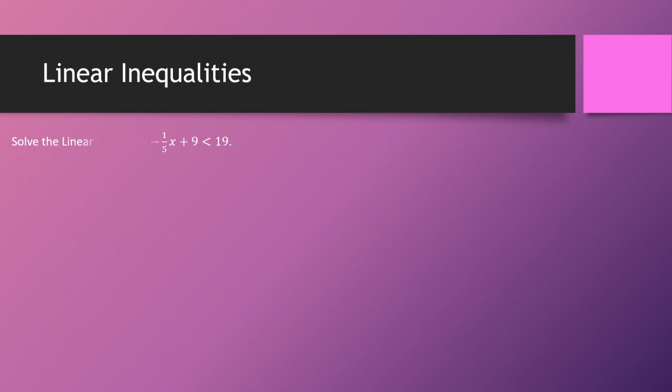Example 2. Solve the linear inequality -1/5 x plus 9 is less than 19. This is an inequality that will take 2 steps to solve. The first step is to subtract 9 from both sides. On the second step, we need to be careful. We need to multiply both sides by -5 to get the x by itself on the left side. Since we are multiplying both sides by a negative number, we need to remember to flip the sign in our final answer. With that said, the solution for this inequality is x is greater than -50.